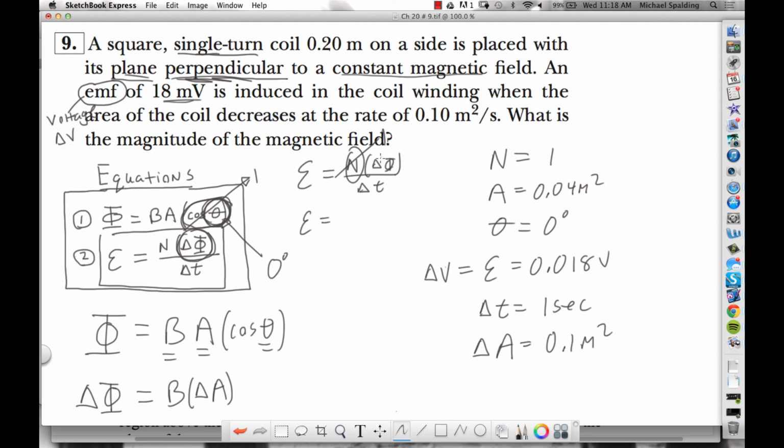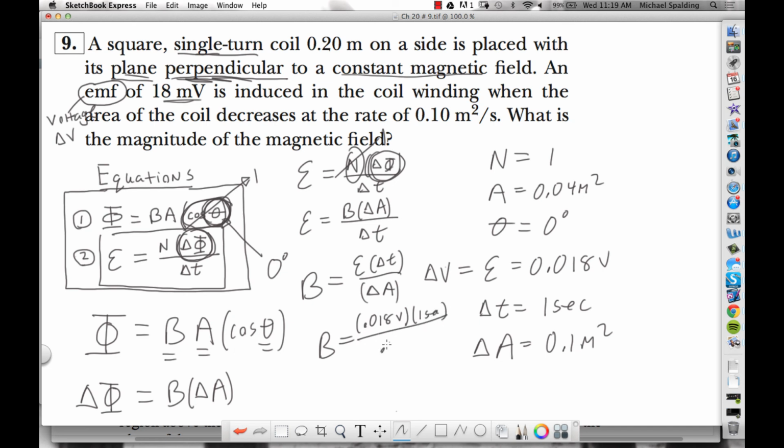Okay, what did we say about our change in flux? The change in flux for this problem is B times delta A, because what's causing the flux to change? The A. So it's going to be B delta A over delta T. And then now all you've got to do is solve this for B. So that's going to be E times the time over the delta A, just algebra. So this is going to be 0.018 volts times 1 second divided by 0.1 meter squared. And then this comes out as 0.18 Tesla.